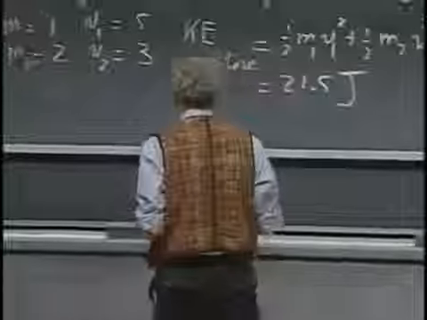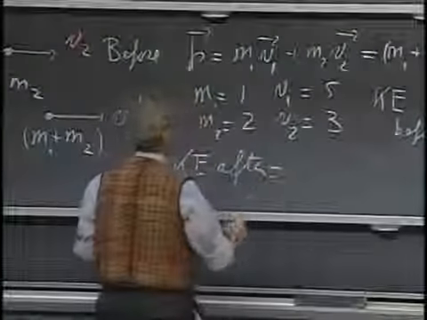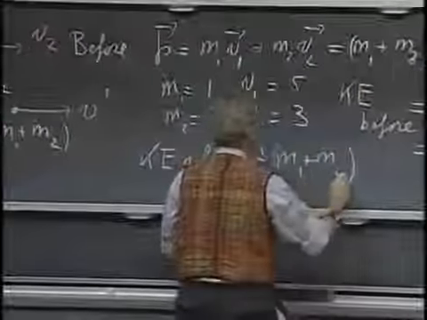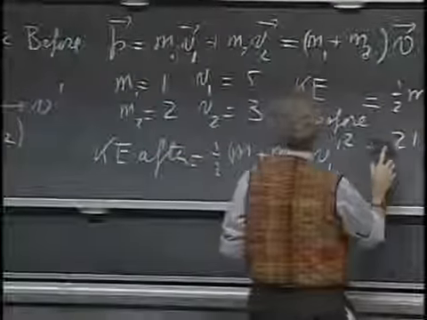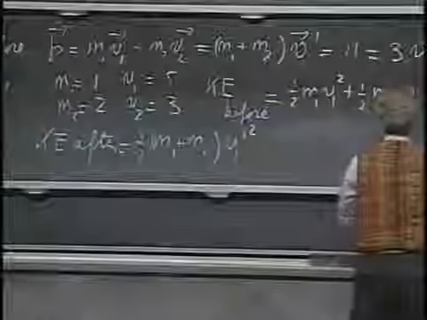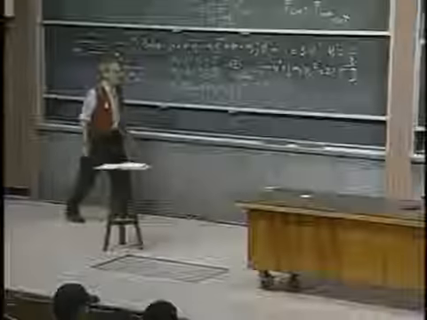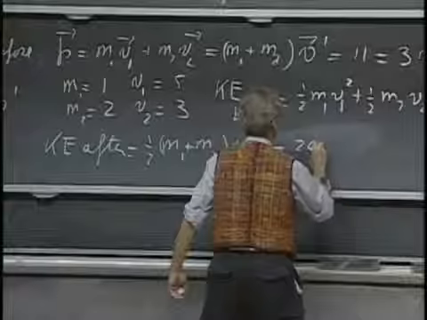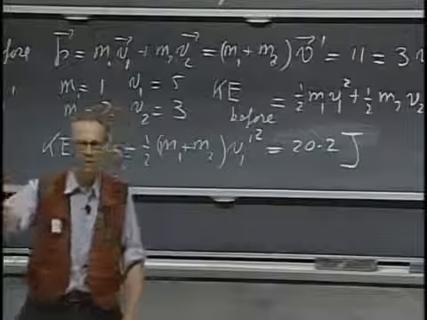Let's take a look. Kinetic energy after the collision would be 1/2 (m1 plus m2) times v prime squared. Would we agree? So this was the 21.5 joules. Well, you can do this as well as I can. We know what v1 prime is, that is 11/3, and you will find that this number equals 20.2 joules. So the kinetic energy went down.